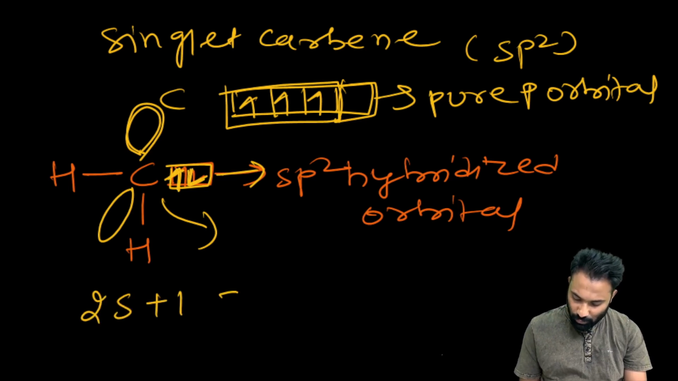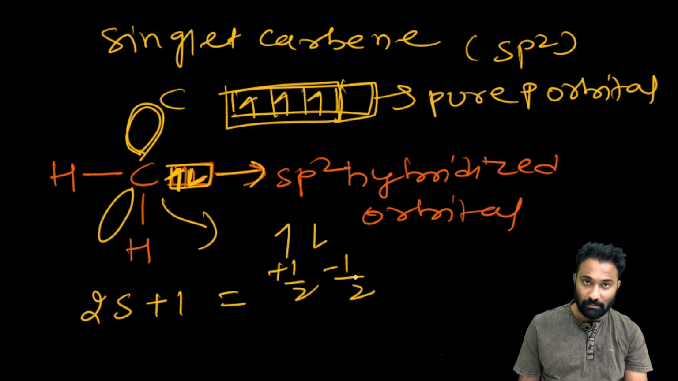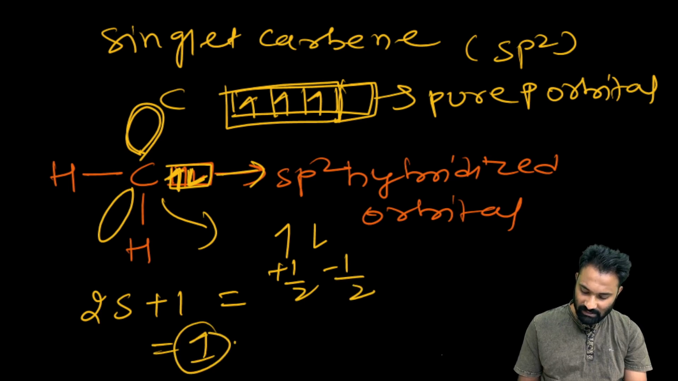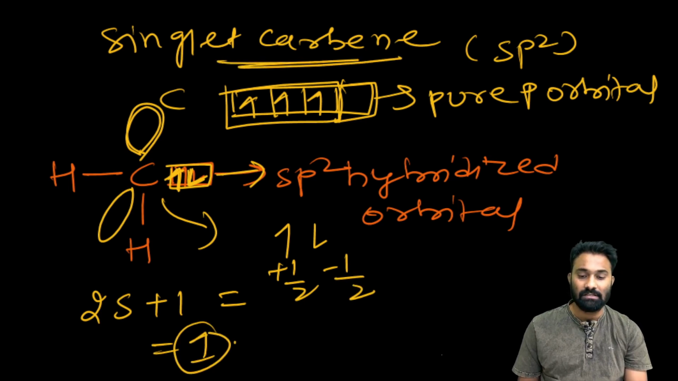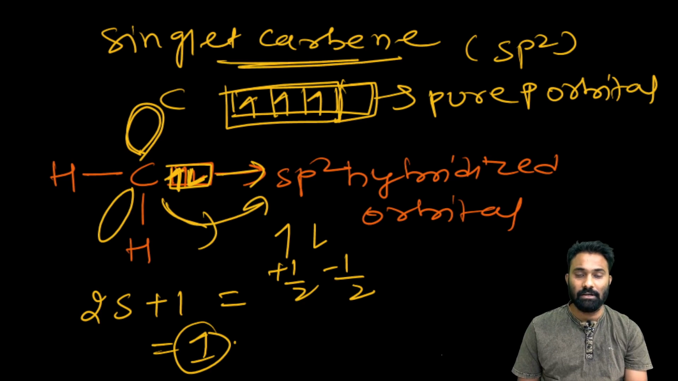2s plus 1. Now, this spin, one is in the above, that is a plus of, one it is in the below, that is a minus of, right? Plus of and minus of, spin is 0, then s becomes 0. If s becomes 0, then 2s plus 1 will be equal to 1. That's the reason this is a singlet carbon. This singlet carbon hybridization is sp2.